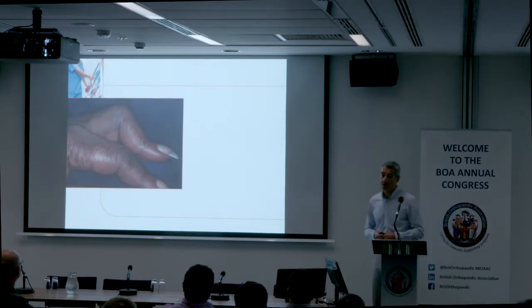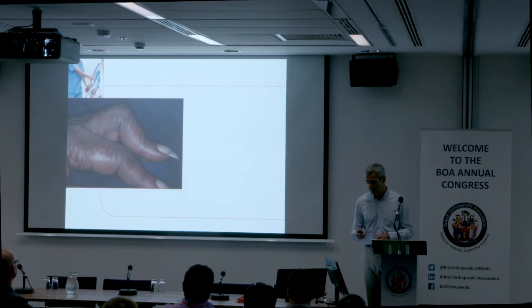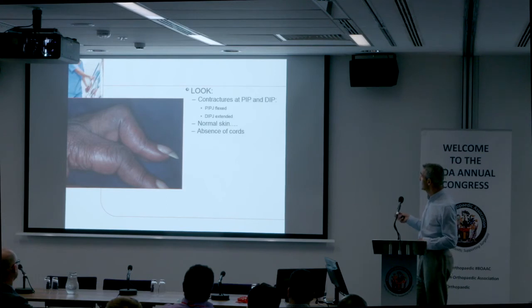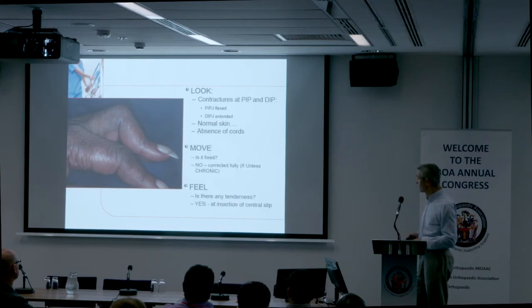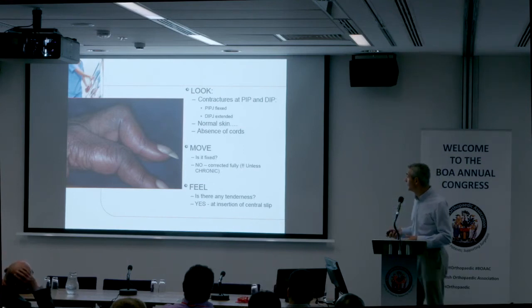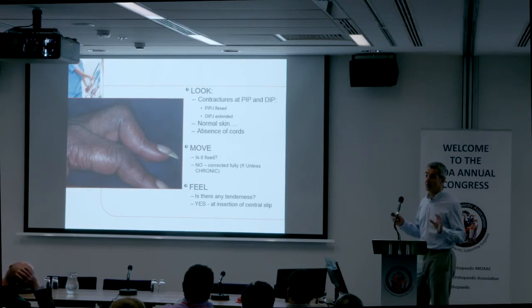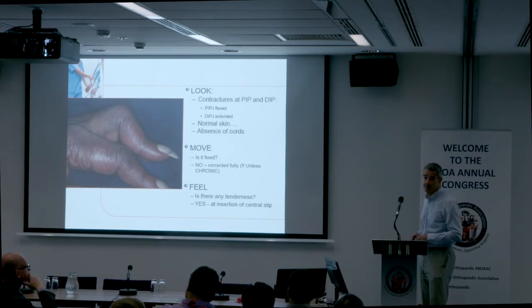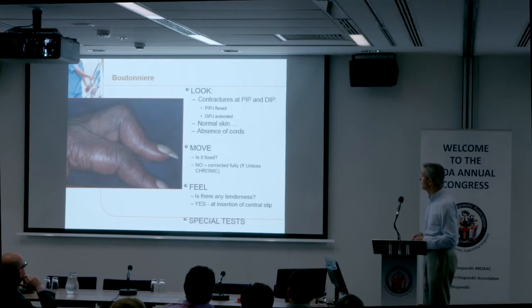Here's another example of a PIP joint contracture. But there's a subtle difference. The PIP is flexed, the DIP joint is extended. On the palmar side, there were no problems with the skin, and there was an absence of cords. Was it fixed? No, we could passively correct it. These things can become fixed over a period of time, of course. Was there any tenderness? Yes, there was tenderness over the central slip insertion onto the middle phalanx. The diagnosis is boutonniere.